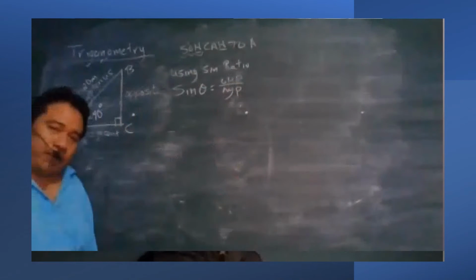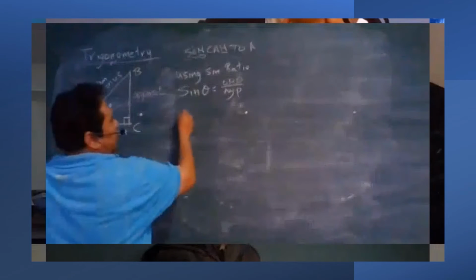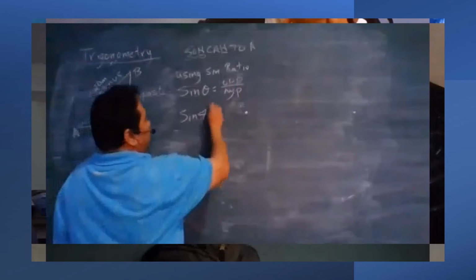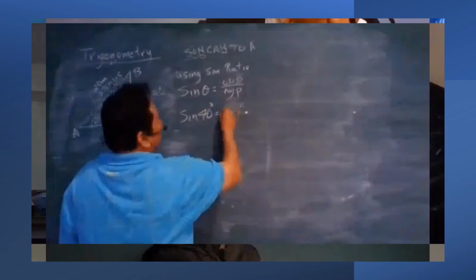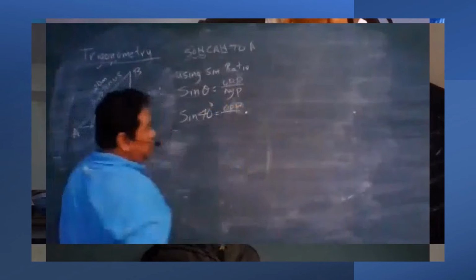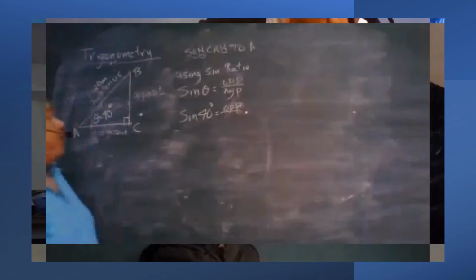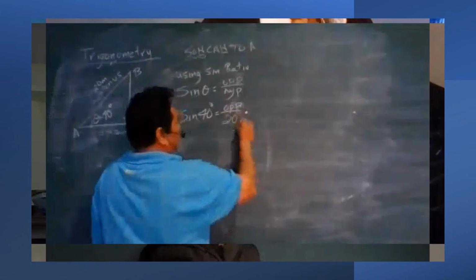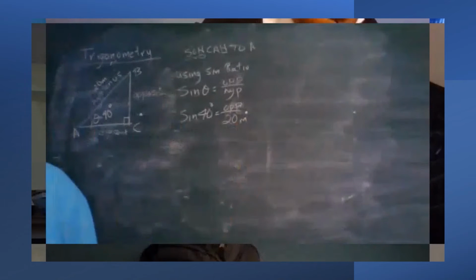And I'll put in the numbers. The theta is the 40. So I'll say sine of 40 degrees equals opposite. I don't know what it is, but I know that the hypotenuse is 20 meters. Okay?